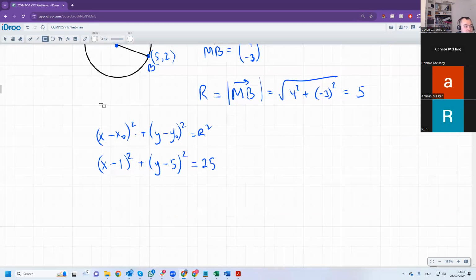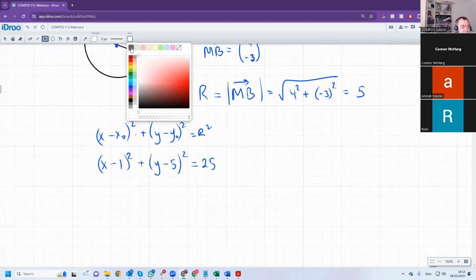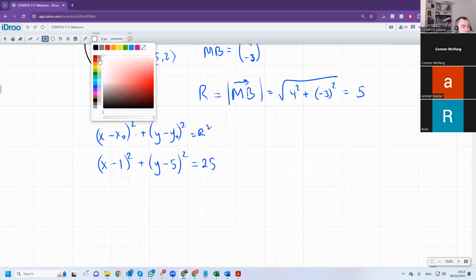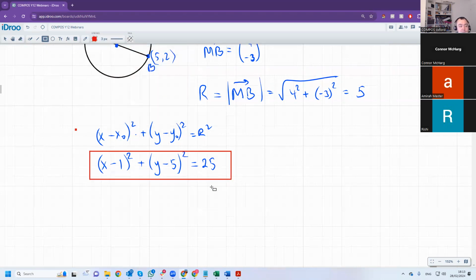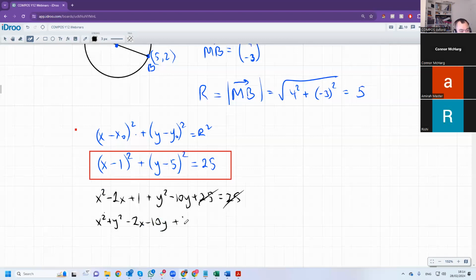Also, this is the equation of the circle. You could make it a bit convoluted because sometimes you're given the equation of a circle without these brackets. So it's x squared minus 2x plus 1 plus y squared minus 10y plus 25 equals 25. So 25 cancels and we get x squared plus y squared minus 2x minus 10y plus 1 equals 0.